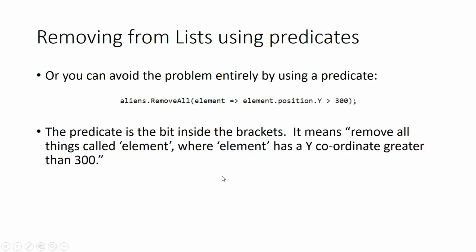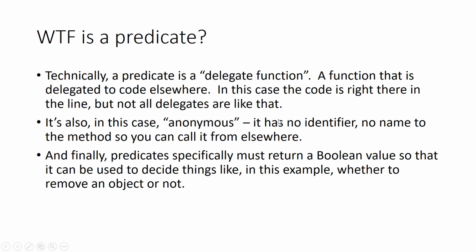Let's go back a step. Essentially, what we're saying there is, take the element, do this comparison. Does it have a y coordinate greater than 300? And if the answer is yes, if that's a true comparison, then element does get removed. So our predicate is this part here, which gives us a true or false. True, we remove it. False, we don't. But as I say, that's kind of advanced. Don't worry if you don't understand that yet.